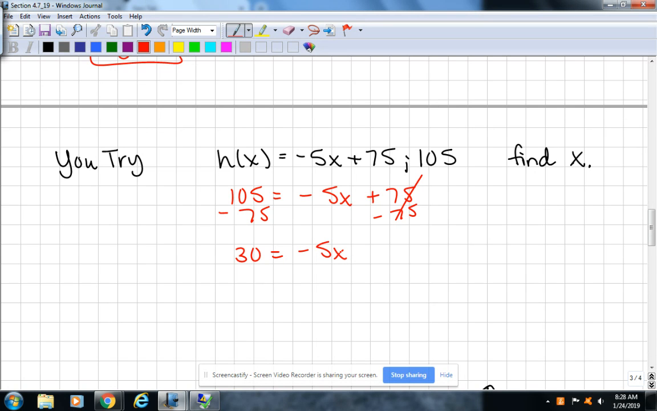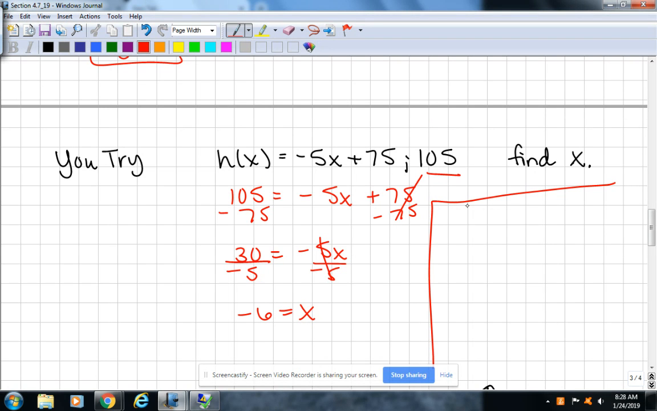And now what do we do? And what'd y'all get? Negative 6 for x. Are there any questions? All right. So, like I said, if they give you x, you plug x in. If they want you to find x, you plug that in for the function name. Got it? Okay, here's a little side note.